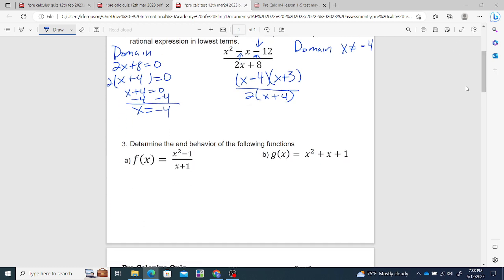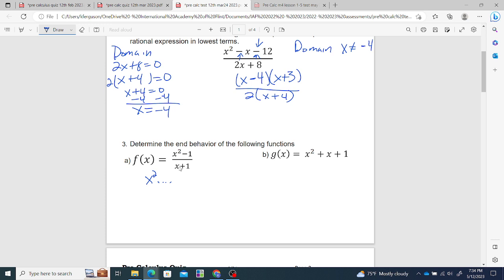Okay. So the next one, what is the end behavior? Well, I think about this problem. I've got x squared minus 1 and x plus 1. If I look at it separately, the denominator and the numerator, that negative 1 is kind of inconsequential. The big deal is the x squared. And then here, x plus 1. Well, if my x is 1, it doesn't really matter.